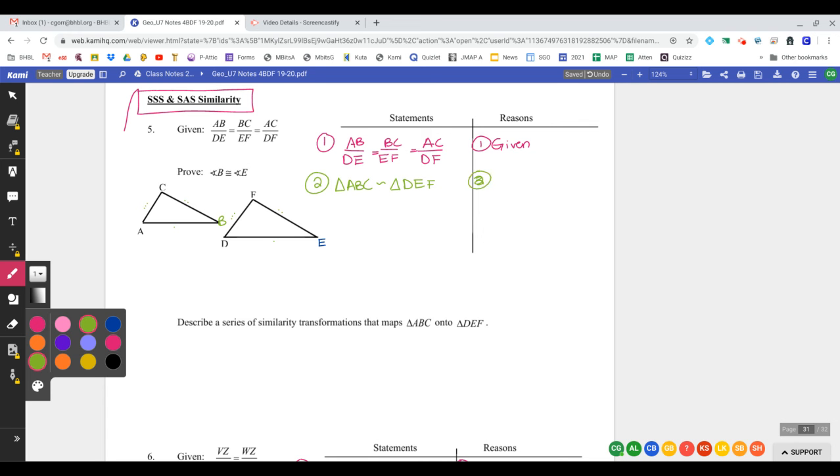And so what I'm going to say is that if 3 sets of corresponding sides of 2 triangles are in proportion, then the triangles are similar.